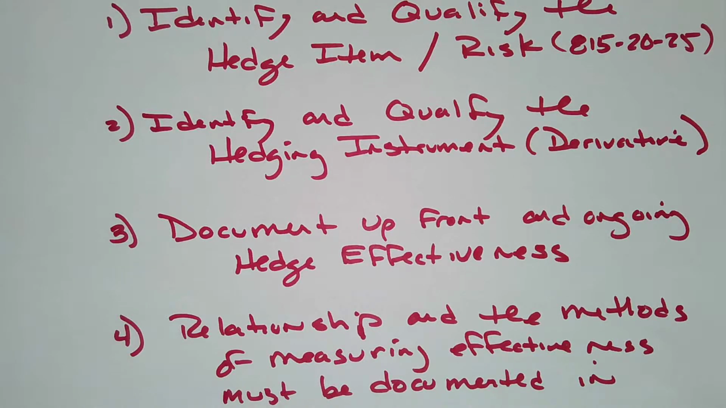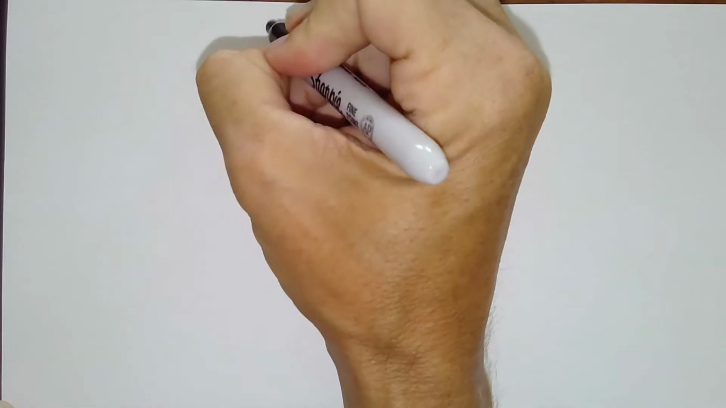The next piece is documenting upfront how effective this hedging instrument is going to be against the hedged item. So we have to document effectiveness. So we're going to do a little bit of statistics. When we think about a risk that's being hedged, we want to mitigate that risk. So we're talking about effectiveness.